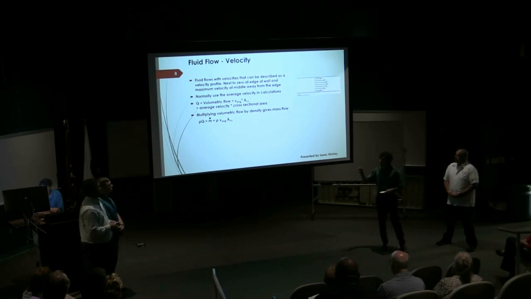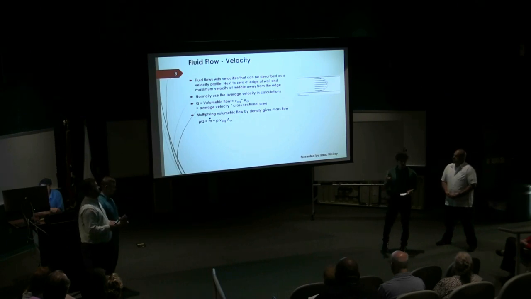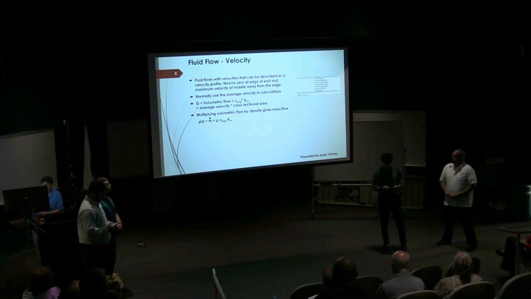And you can get the average velocity by taking the volumetric flow rate divided by the cross-sectional area. And you can also take the volumetric flow rate times the density, and you'll get a mass flow rate.